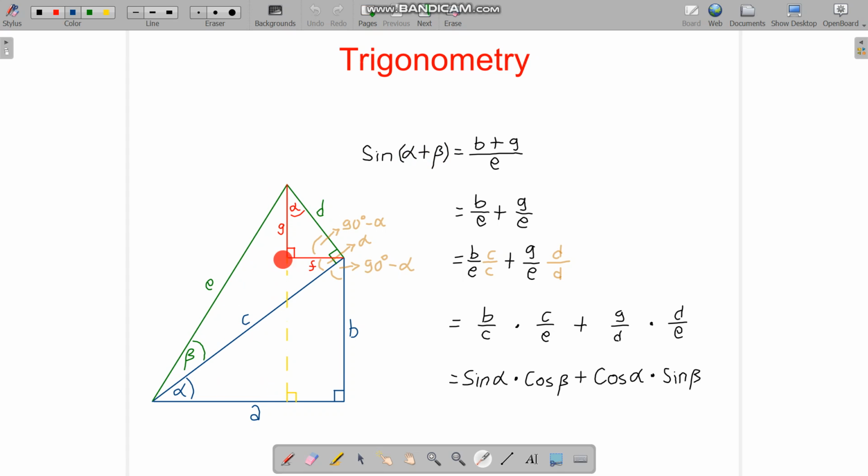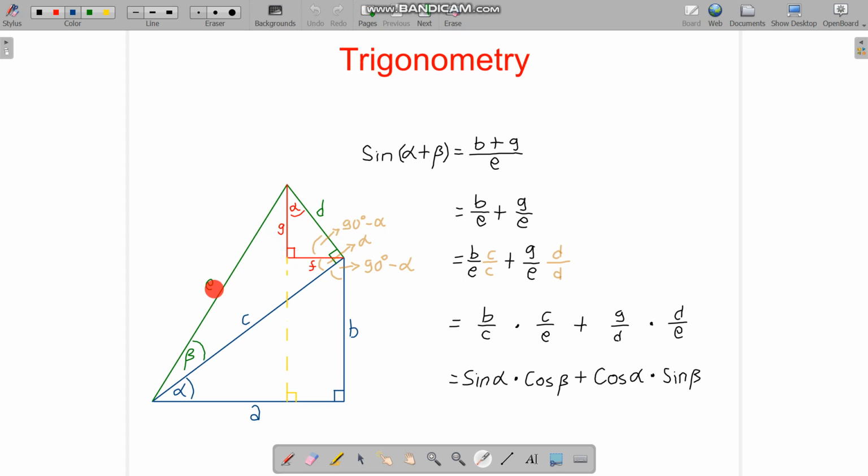So for this triangle, we have sine, the opposite is, this is G and this is B, so B plus G is the opposite, and the hypotenuse is E. B plus G over E, and we can split the fraction B over E, G over E, and for B and E, you see we have B, we have E.